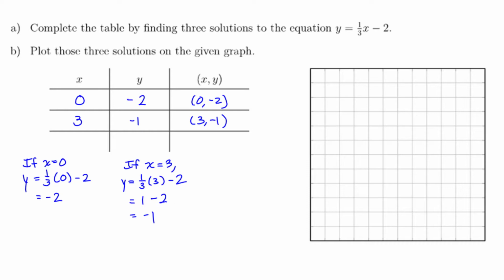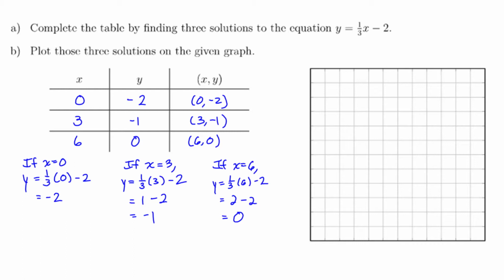For my last point, I'm going to choose 6 for x, as that's also a multiple of 3. So in my x column, I'm going to put 6, and then I'll calculate the corresponding y value. So if x is 6, then y will equal 1/3 times 6 minus 2, and that will simplify to 2 minus 2, which will give me 0. So in the y column, I'll now put 0, and that will correspond to the point 6, 0, which I'll put in that third column.